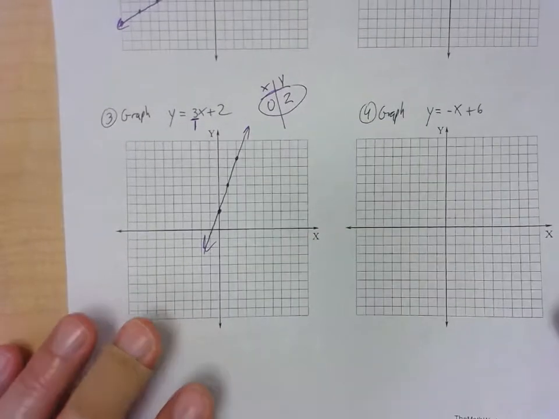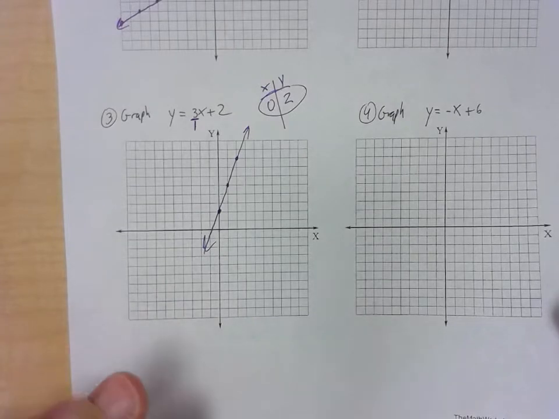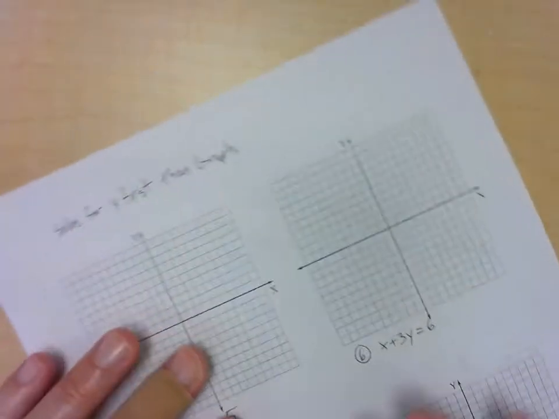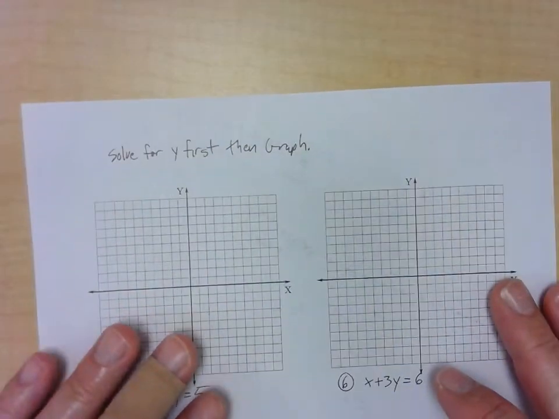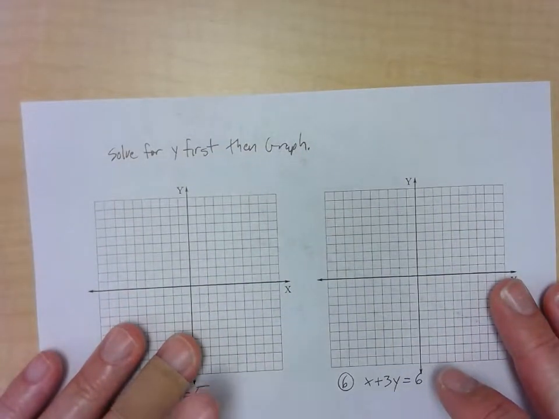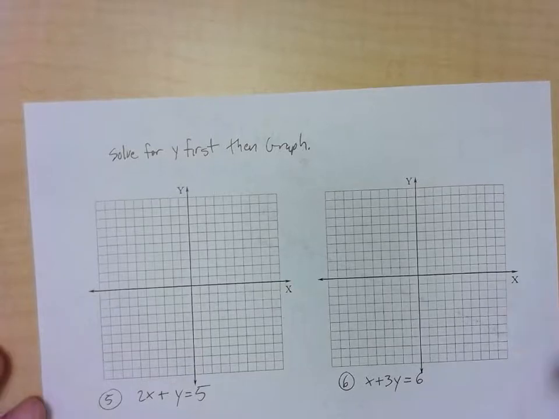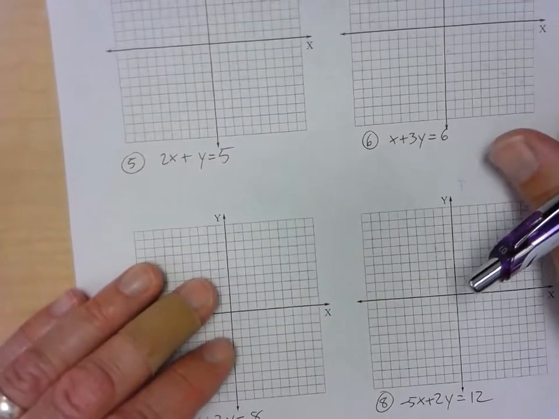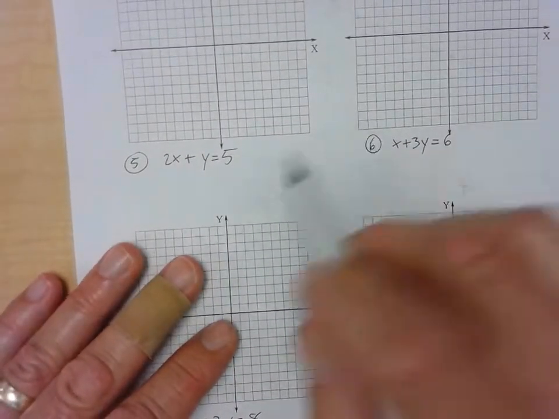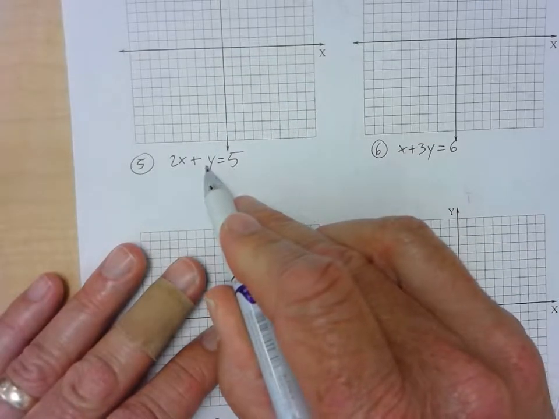Flipping to the back page, I'm helping you with the odds, and then you can go back and do the evens. The directions at the top say solve for y first, and then that will reveal the slope and the y-intercept. So number 5 down here, I need to get y by itself. Well, there's an invisible 1 in front there.